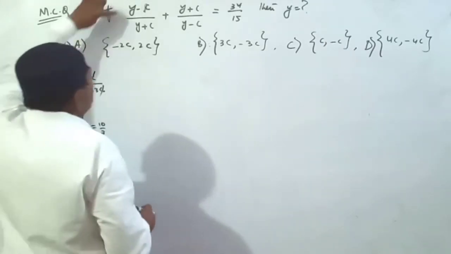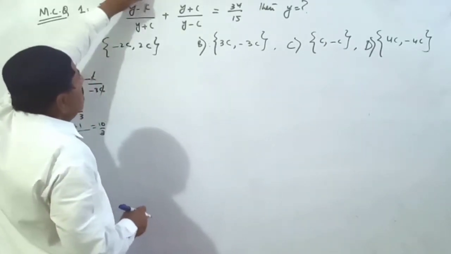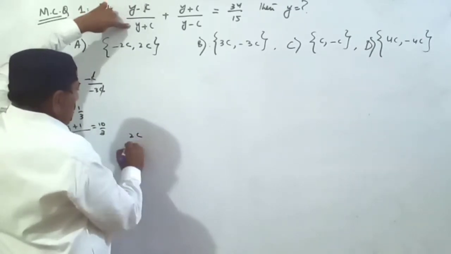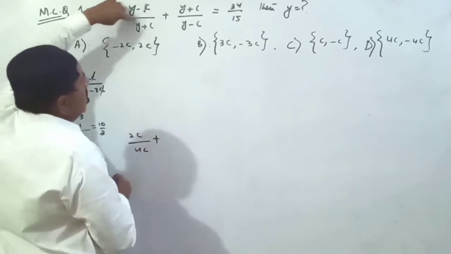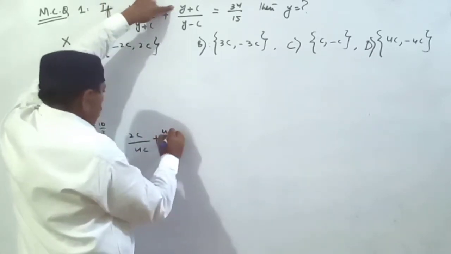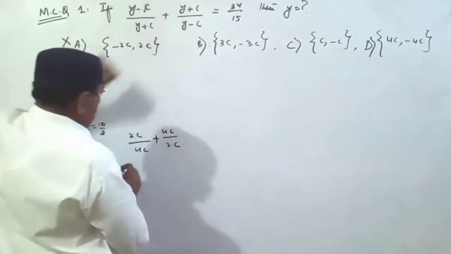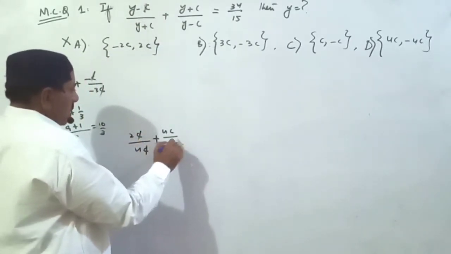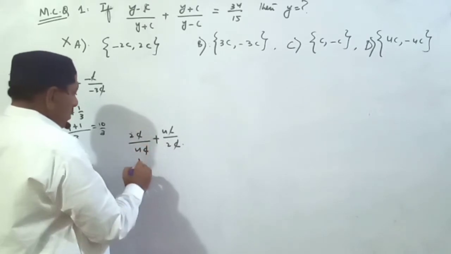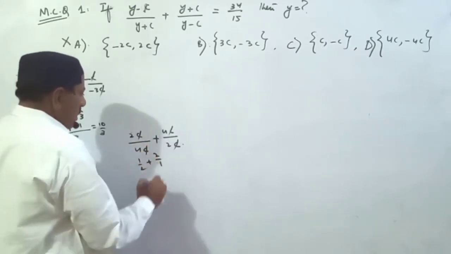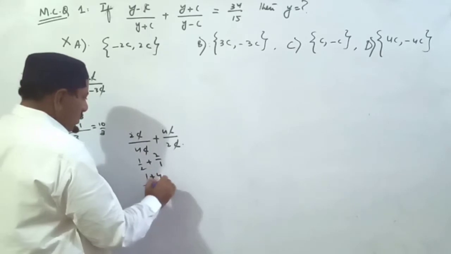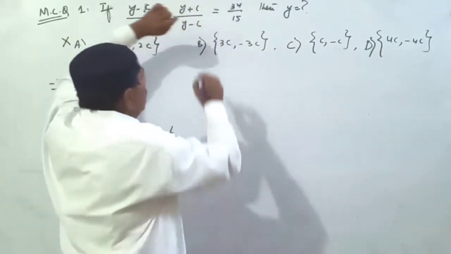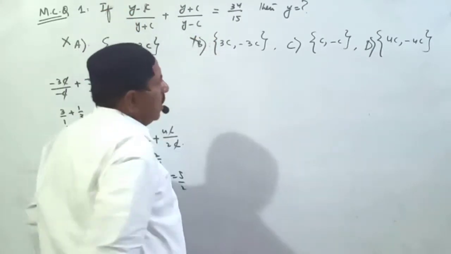Here 3c minus c means 2c. 3c upon 4c plus this will be 4c upon 2c. So c cancels. This will be 1 upon 2 plus 2 upon 1. 2 is the LCM, 1 plus 4, 5 upon 2. We need 34 upon 15. So this is also wrong.